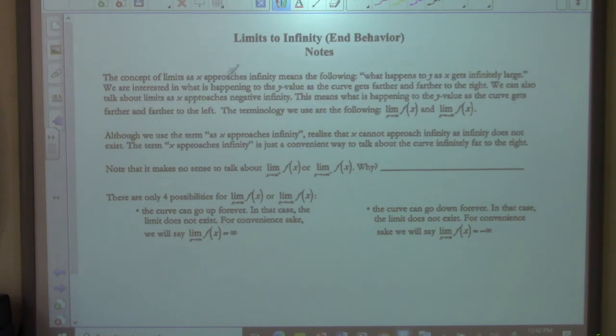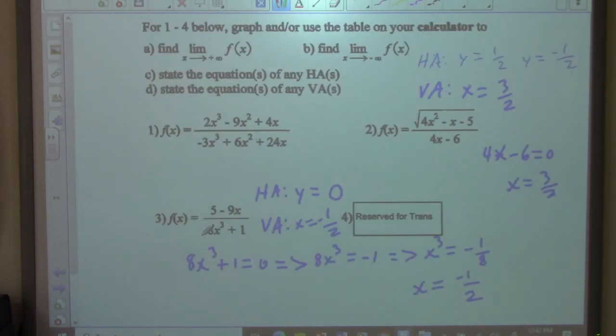Here we have some notes on limits to infinity. Mr. G, do you mind going back for a second? We didn't get a copy. Oh, okay. Yeah, I wouldn't mind. We have less than 10 minutes of class. Okay, ready to go?